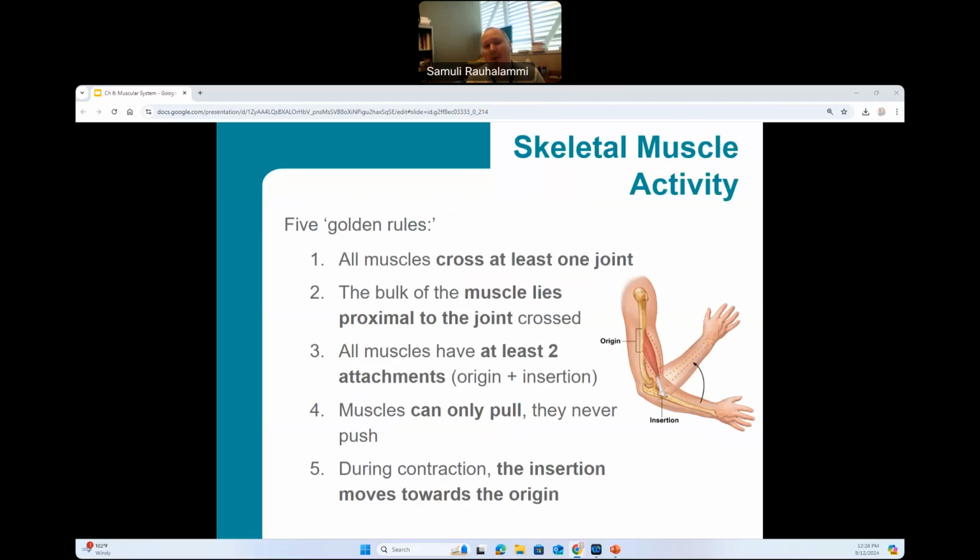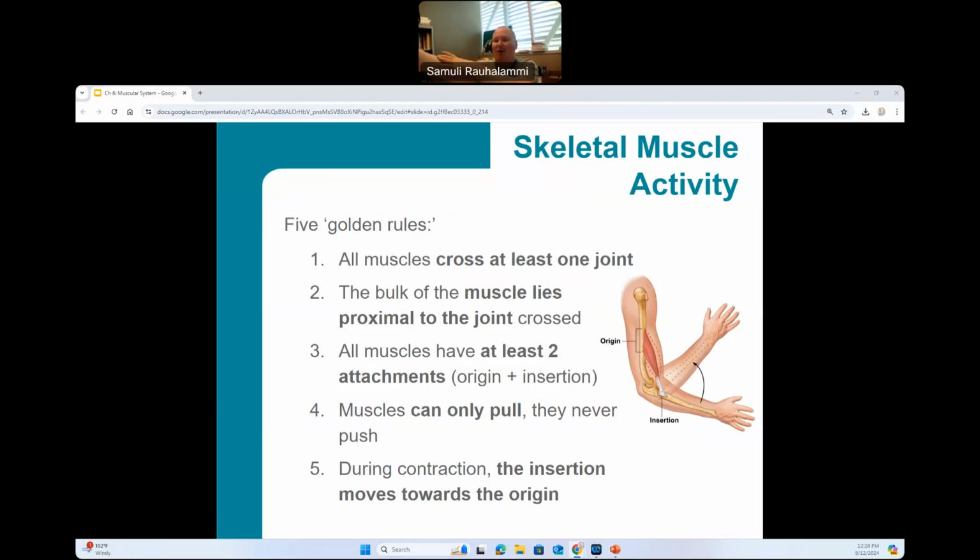The first rule that I've mentioned there is that with very few exceptions, all skeletal muscles end up crossing at least one joint. We're seeing that often the muscles don't attach to the same bone for start and end.